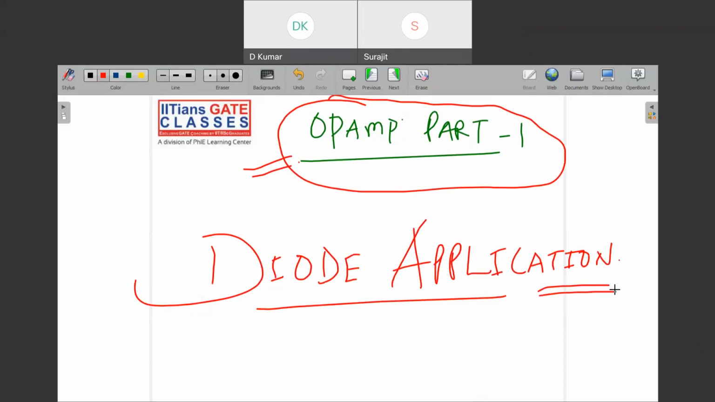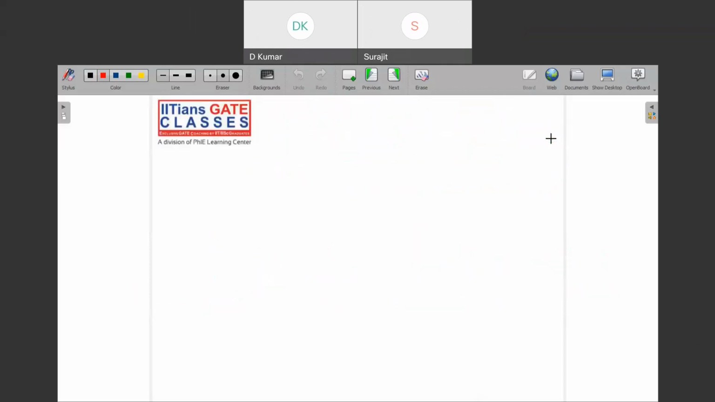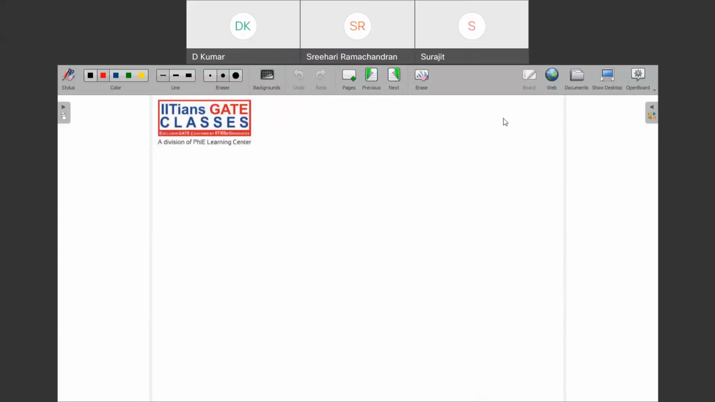So diode application now we will start, which is very important because for OPAM part 2, we need some nonlinear elements such as diode. So diode is basically a two-terminal device. As I said, I'm not going to discuss the physics inside the diode, or semiconductor physics. Suppose this is a simple diode. It is a two-terminal device.